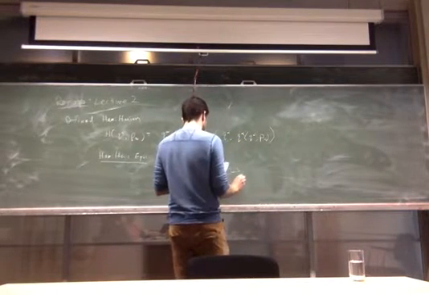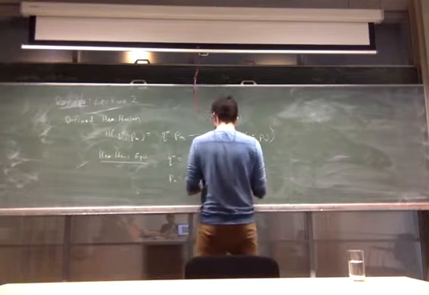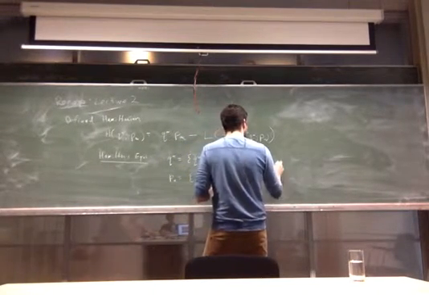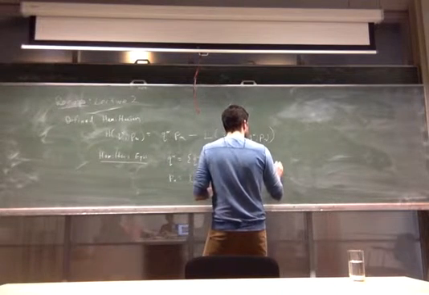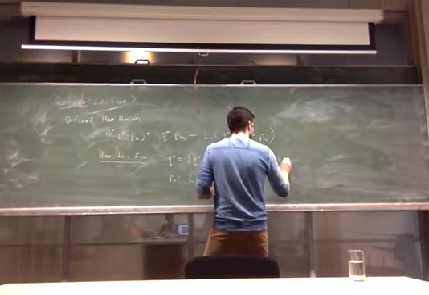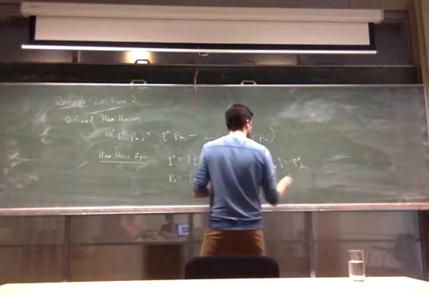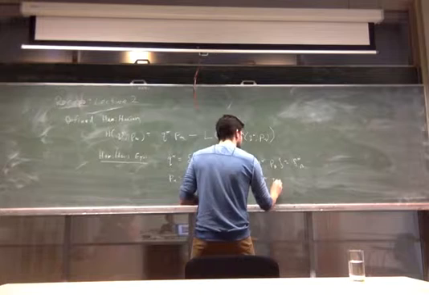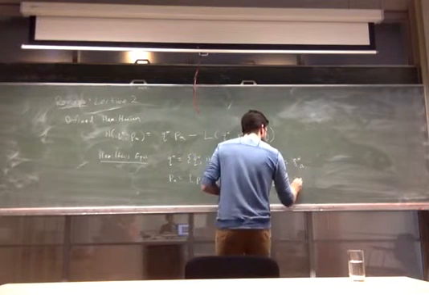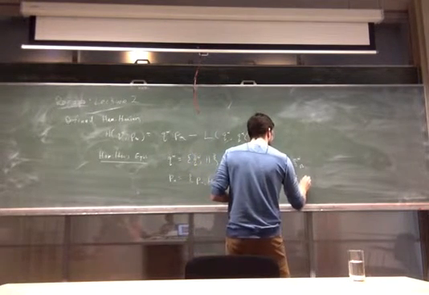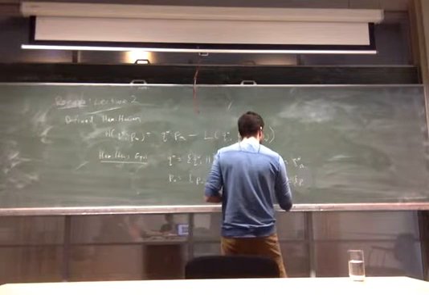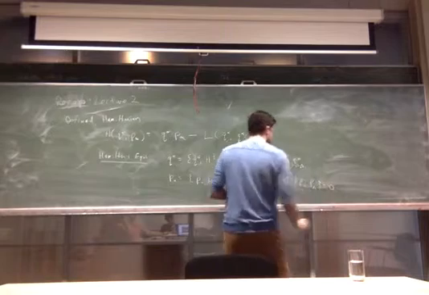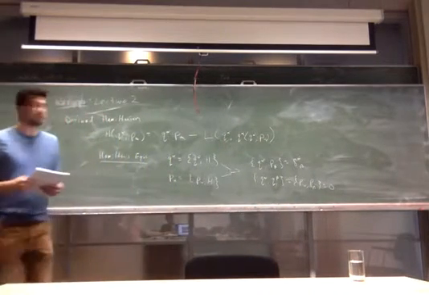In particular, these Poisson brackets can just be defined through their fundamental relations: the Poisson bracket of Q alpha and P beta equals delta alpha beta. And then the Poisson brackets of Q's with Q's and P's with P's are 0.